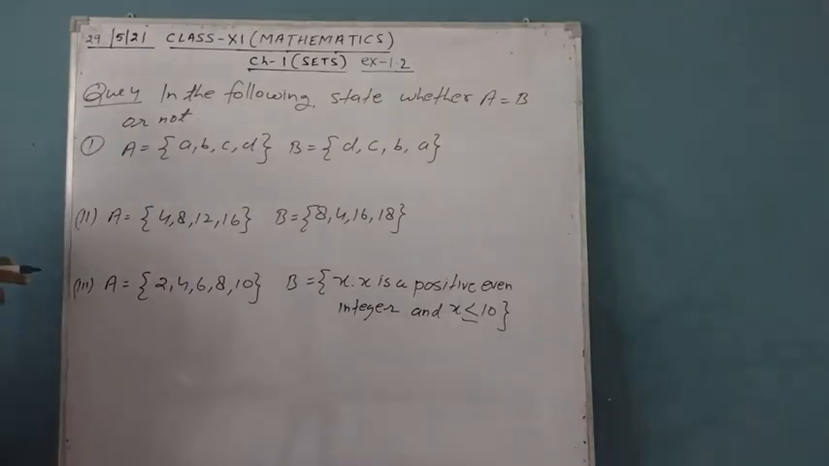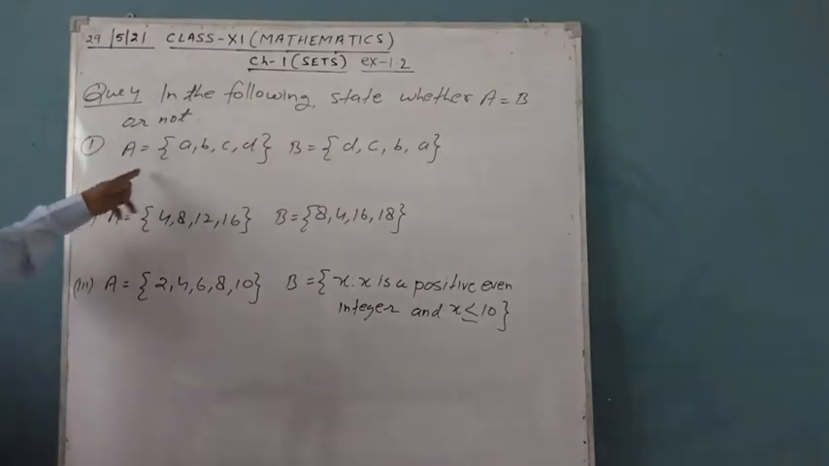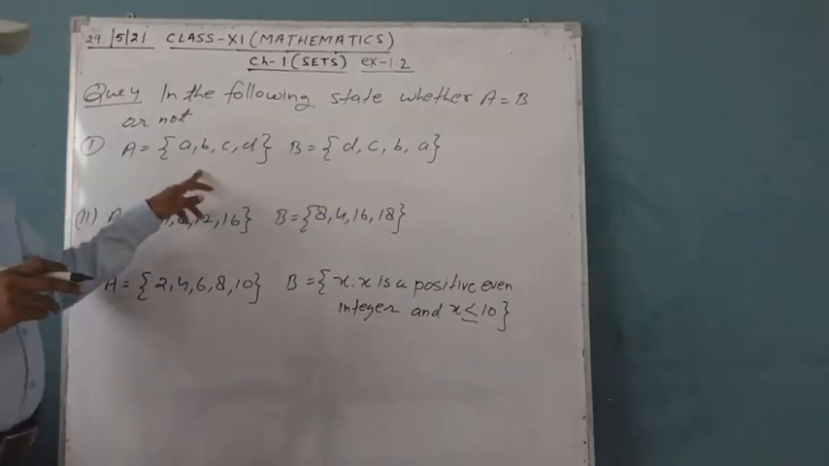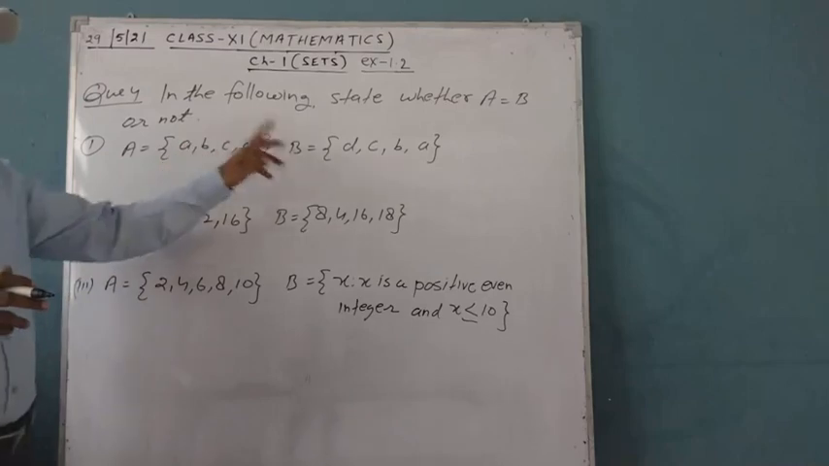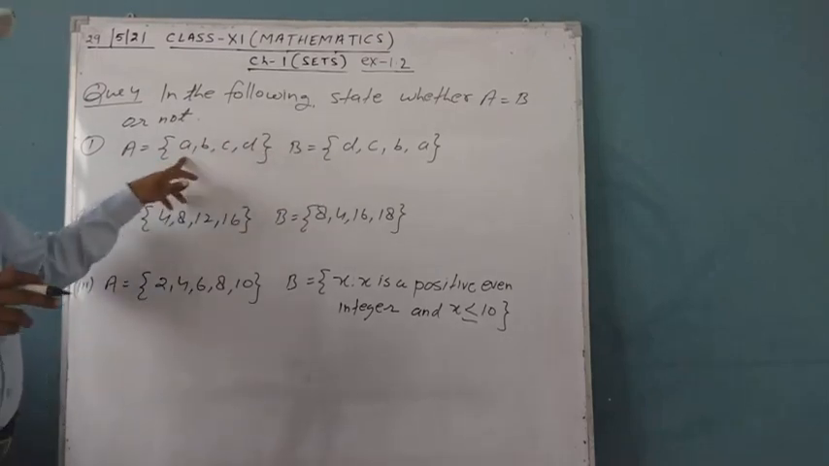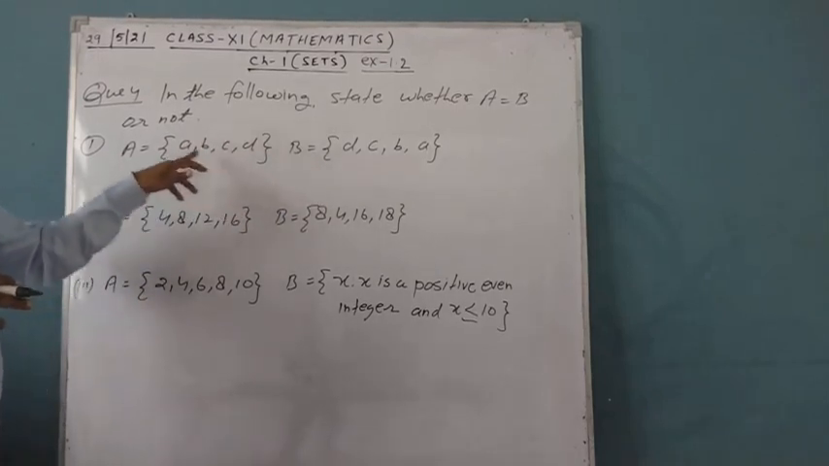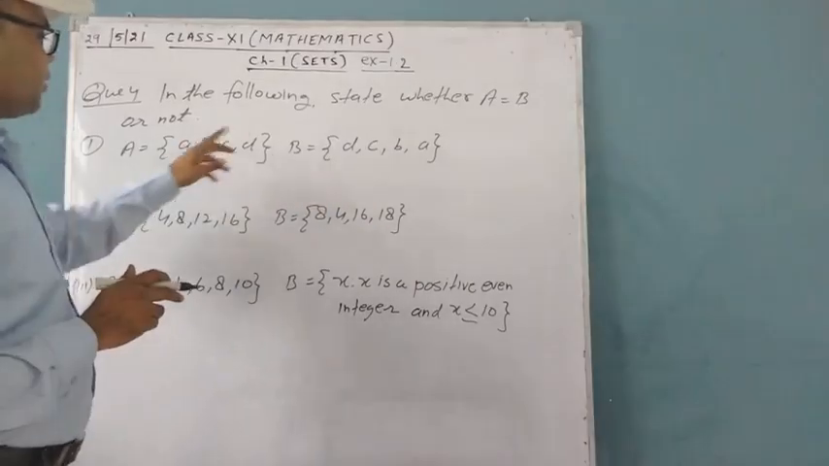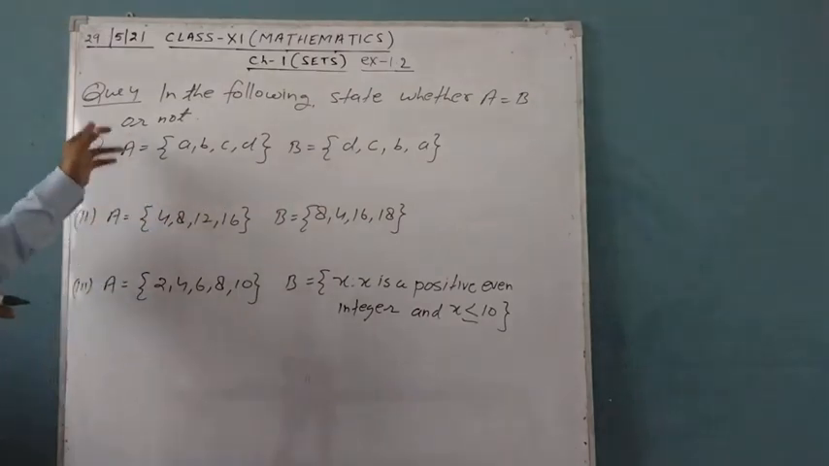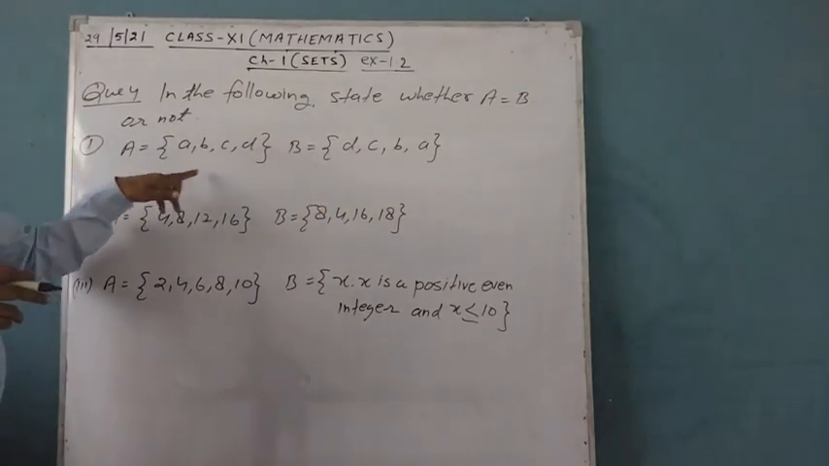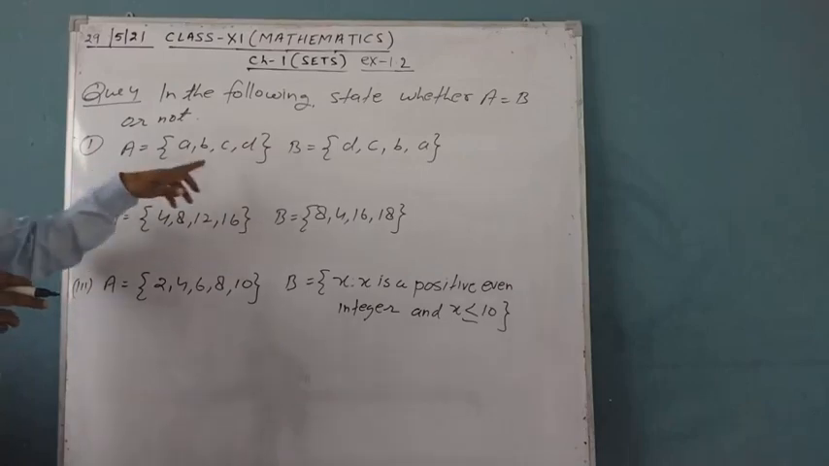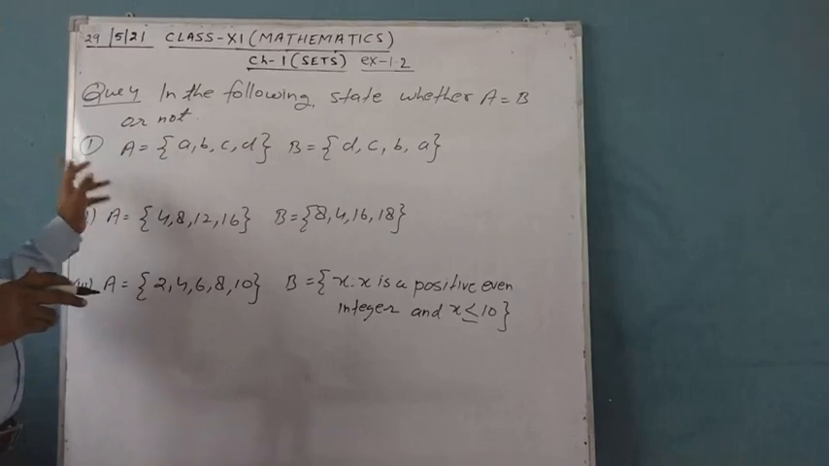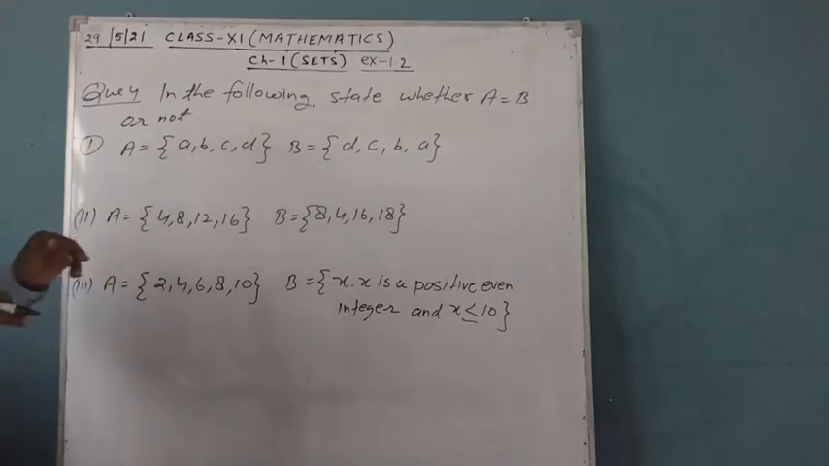Now before knowing whether the sets are equal or not, we have to check the number of elements in set A and B, whether they are the same or not. Then we will count the number of elements in both the sets. If the number of elements in both sets comes out the same, that means their cardinal numbers are equal, and the used elements in both the sets are the same, then definitely the given sets are equal.